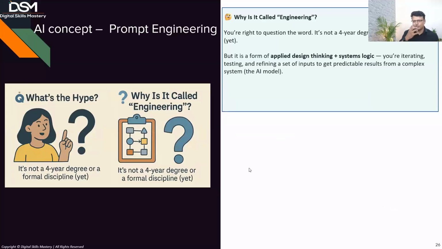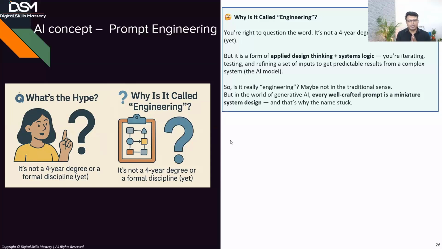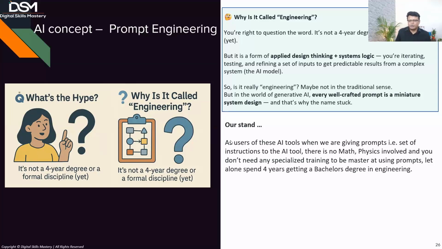Now, sometimes you've heard this question: why is it called engineering? It's not a 4 year degree or a formal discipline yet, but it is a form of applied design thinking and systems logic. You are iterating, testing, and refining a set of inputs to get predictable results from a complex system, and that's the AI tools. So, is it really engineering? Maybe not in a traditional sense, but in the world of Gen AI, every well crafted prompt is a miniature system design. And that's why the name has stuck. And our stand is that, as users of the AI tools, when we are giving prompts, a set of instructions, there is no maths or physics involved.